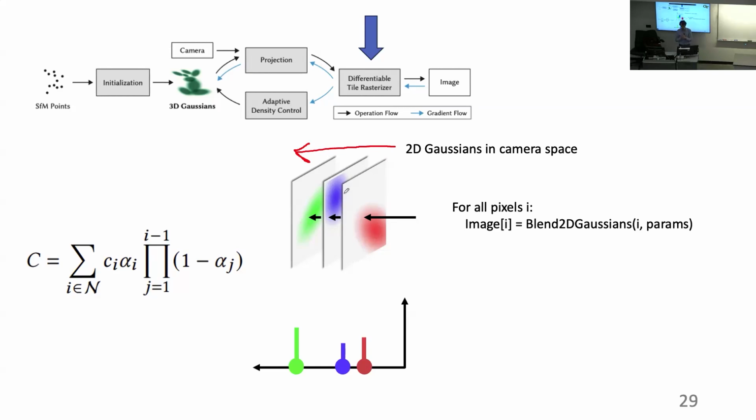And what we want to do when we rasterize or render out or alpha blend our scene is essentially alpha blend these layers together. And the rendering algorithm is essentially this: for all pixels I, the I pixel of our image becomes the alpha blending of these 2D Gaussians, where we input our pixel coordinate and also our Gaussian parameters as projected into the 2D camera space.